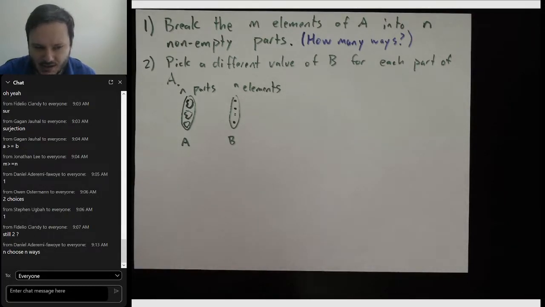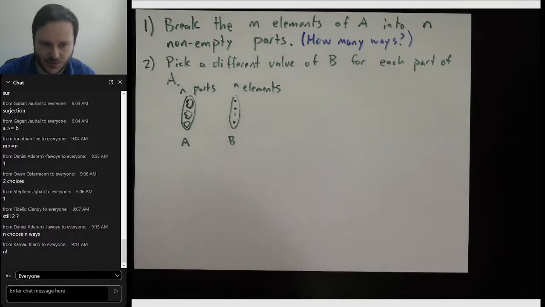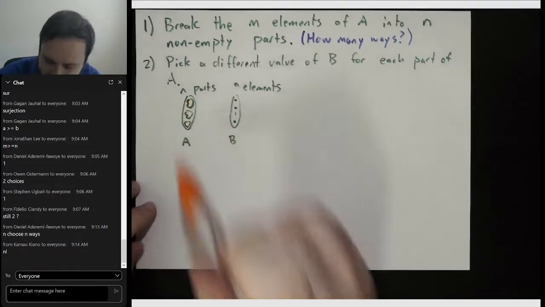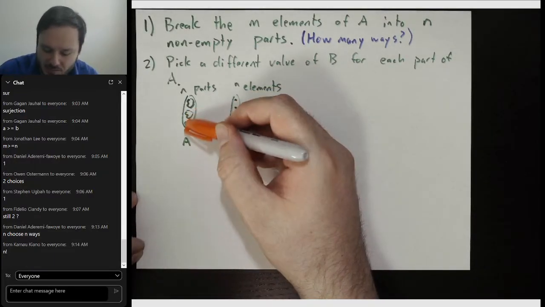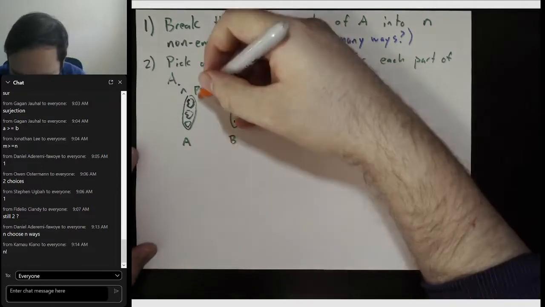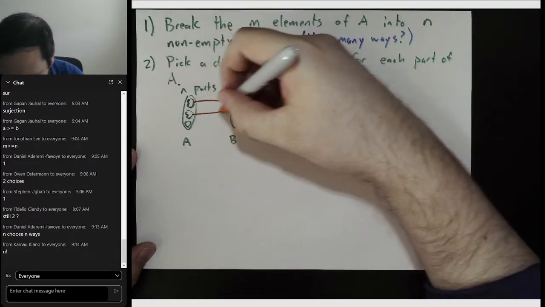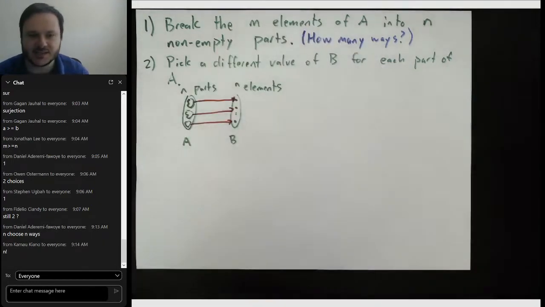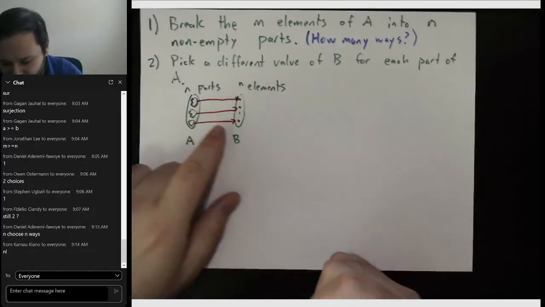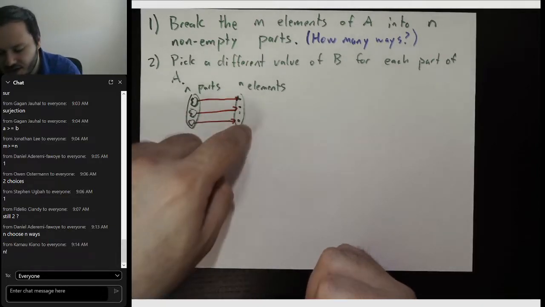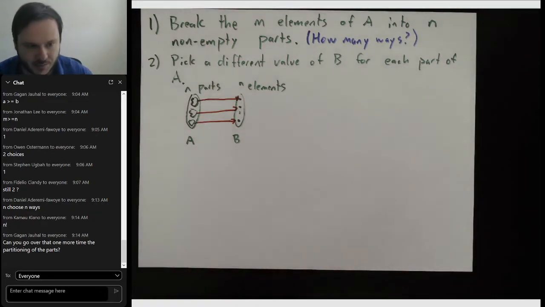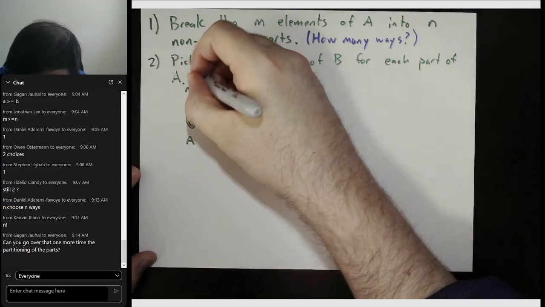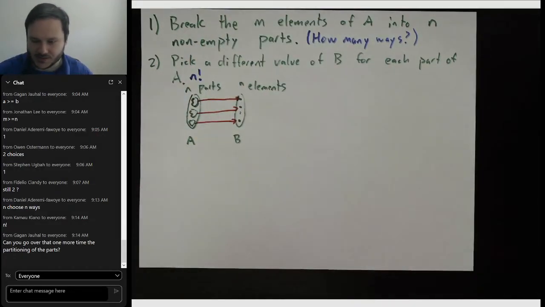Not quite n choose n. I want n factorial, right? Because order does matter. I have n options for this first part, n minus 1 options for the second part, n minus 2 for the third part, and so on. Each part gets sent to a different value. What I've basically done is I'm choosing a bijection between the parts and the elements. I'm going to talk more about the partitioning in a second. This is n factorial ways.